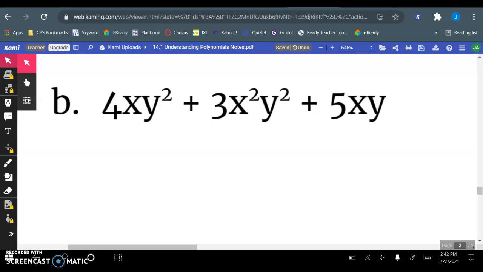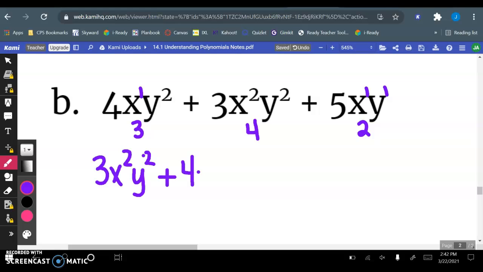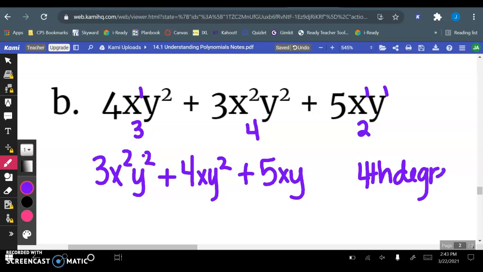For this one, we have to find the degree of each term. So the x is a 1, so that would be a 3. This is going to be a 4, and each one of these is a 1, so that's a 2. So the largest one is the 4, so it's going to go first for standard form. It's positive. Then the 3 would go next, so plus 4xy squared, and then the 2 is the lowest, so plus 5xy. So the leading coefficient here is 3, and the degree is 4, so this is a 4th degree. It has 3 terms, so trinomial.